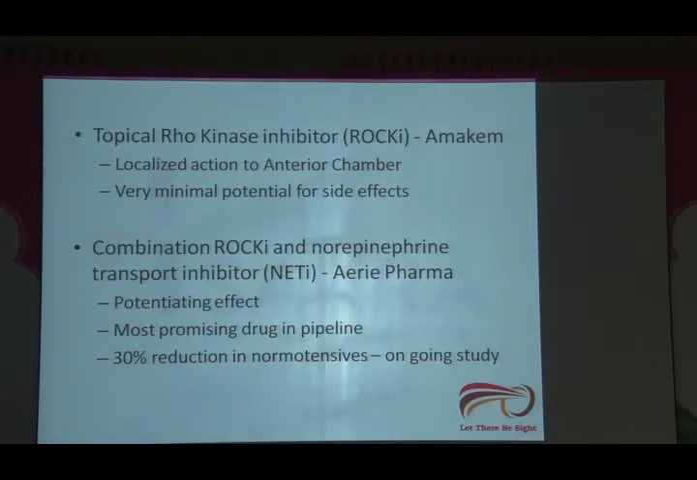Now, there is one which has a much bigger promise, which is a combination of a ROCK inhibitor with norepinephrine. This has a potentiating effect, and it is supposed to bring down a normotensive patient's intraocular pressure by roughly about 30%, which is quite significant.